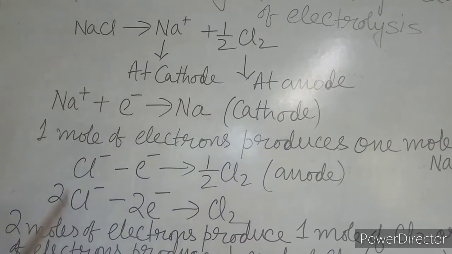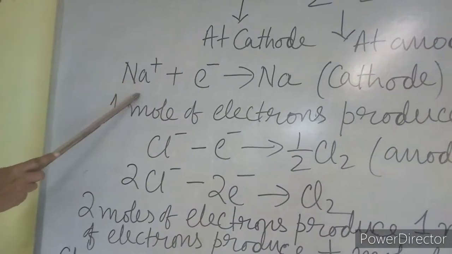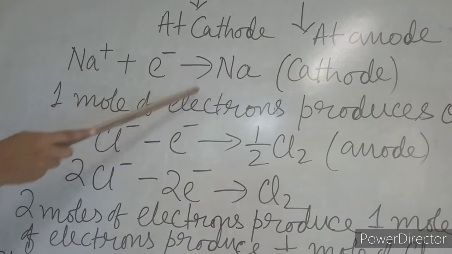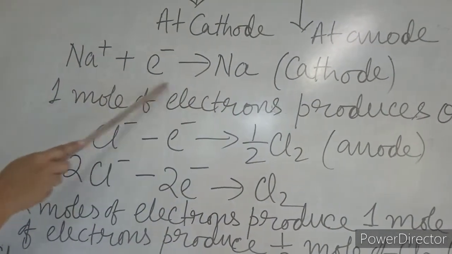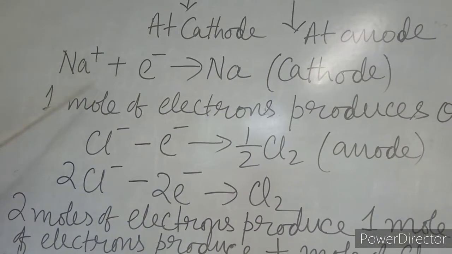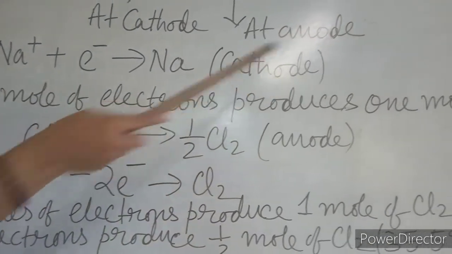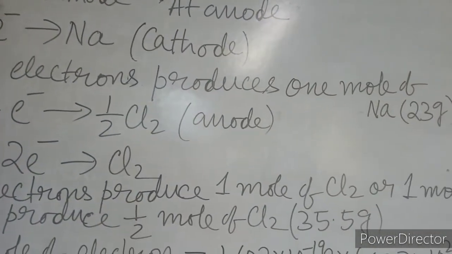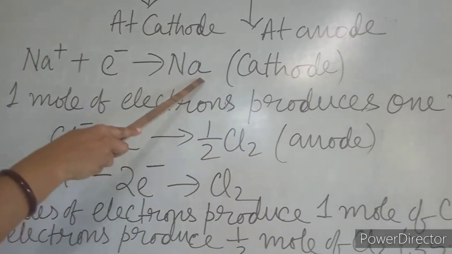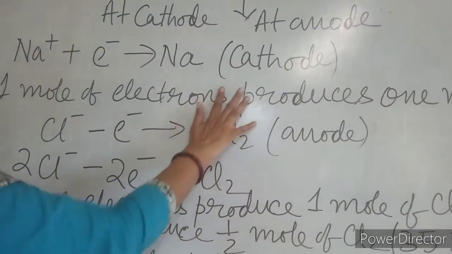This all of you know. What is actually the equation occurring? From the electrolyte, sodium positive ion will take an electron and become Na at the cathode. So from here I can say that 1 mole of electrons produces 1 mole of sodium. This is 1 electron, so 1 mole of electron. This is 1 sodium atom, so 1 mole of electron produces 1 mole of sodium atom.